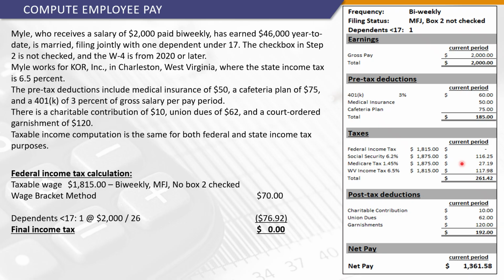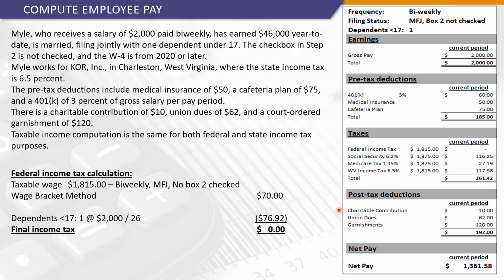The West Virginia tax rate is 6.5% of $1,815. By the way, we use the same taxable wage for federal and state withholding purposes. So that means that we multiply $1,815 by 6.5%. The total of all tax deductions is $261.42.